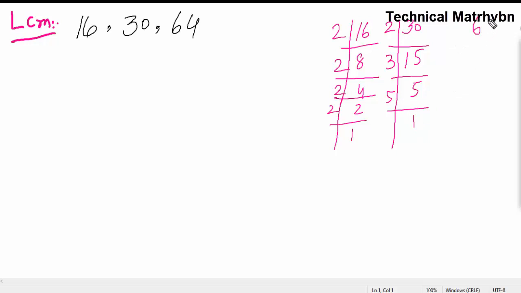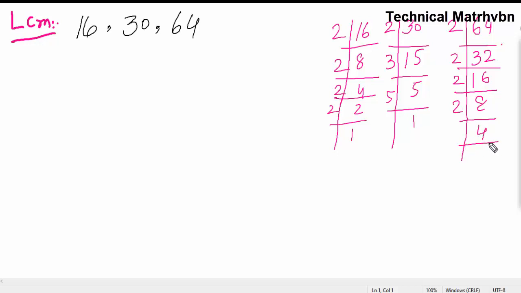Now go on to 64. Prime factorization of 64. 2 3s are 6, 2 2s are 4, 2 1s are 2, 2 6s are 32, 2 8s are 16, 2 4s are 8 and 2 2s are 4, 2 1s are 2. Now this is the prime factorization of 16, 30 and 64.